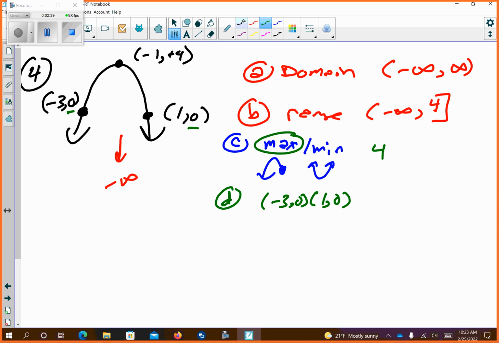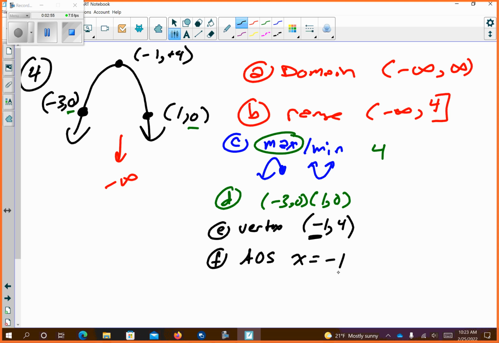Letter E should be pretty straightforward. They're looking for the vertex. The vertex is at -1 comma 4. And then letter F says the axis of symmetry, which we'll call AOS. The axis of symmetry is always x equals the x component of the vertex.